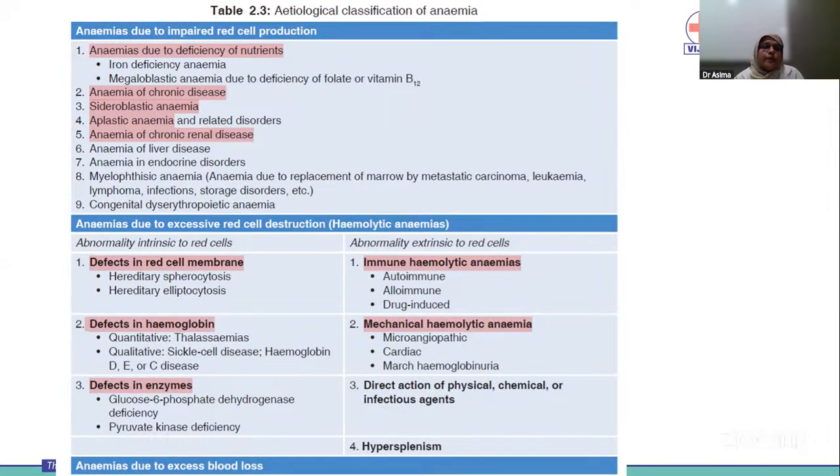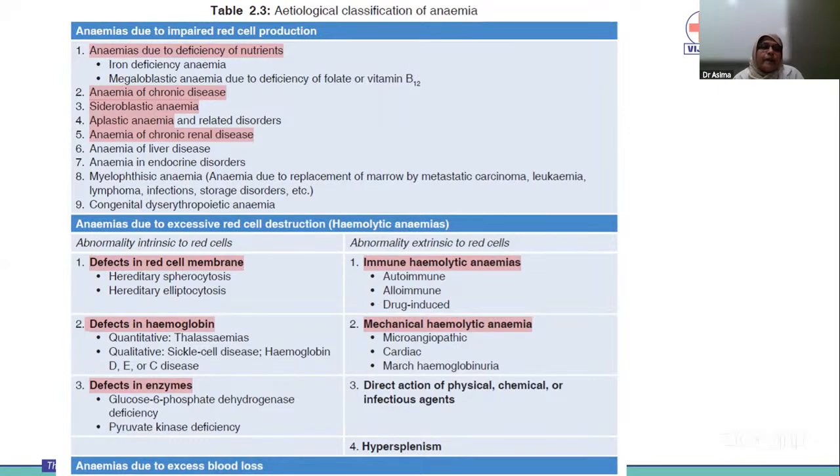And most of us know that this is due to the defects in the red cell membrane proteins, that is ankyrin and spectrin. Then the defects in hemoglobin. So it may be either quantitative or qualitative.